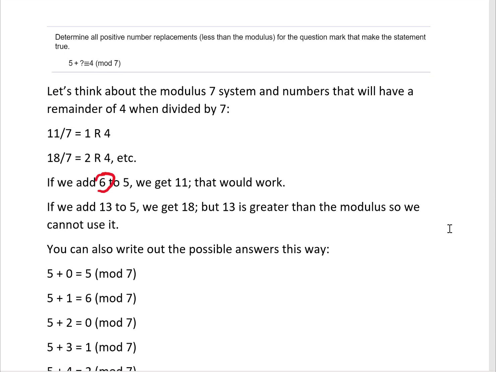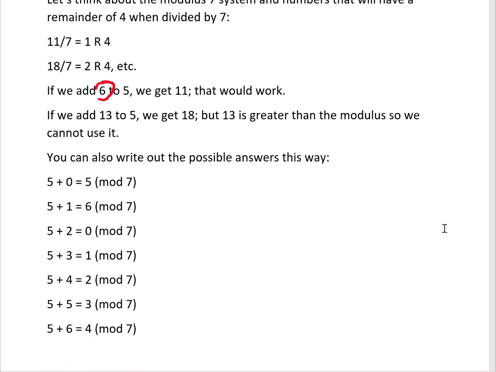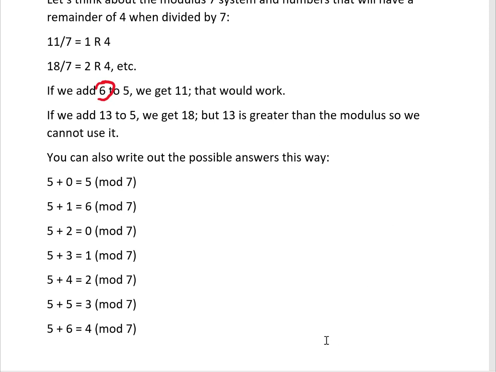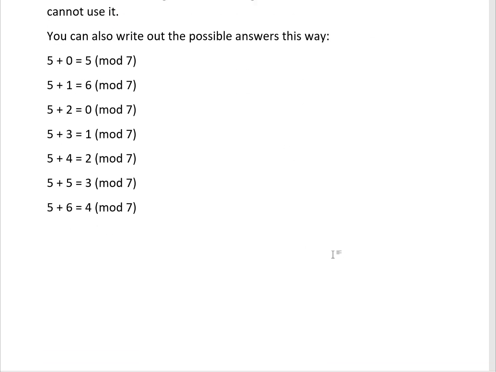Now another way to look at it is you could write out possible answers like this. 5 plus 0 equals 5 modulo 7. 5 plus 1 equals 6 modulo 7. 5 plus 2 gives me 7, and again, if I divide by 7, I get 0 modulo 7. 5 plus 3 would give me 8. 8 divided by 7 leaves a remainder of 1, and so forth until I get down to 5 plus 6. 5 plus 6 is 11, divided by 7 gives me the remainder of 4, which is what I was looking for. So either way, shown here will help you get the answer for this type of problem.